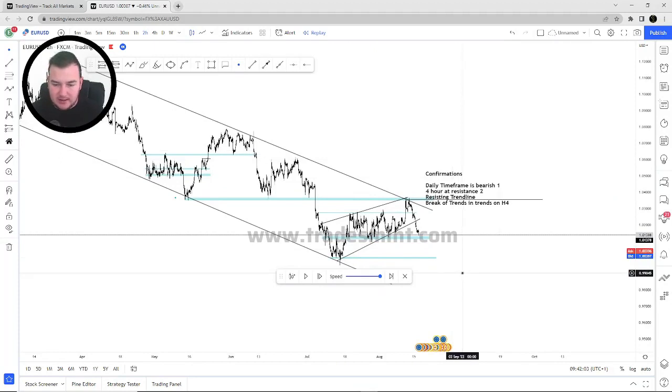But anyway, guys, this was my lesson on support and resistance in combination with all the other theories that we've taught. Hopefully this gave you a good insight into the market and how we look at it and how we trade.